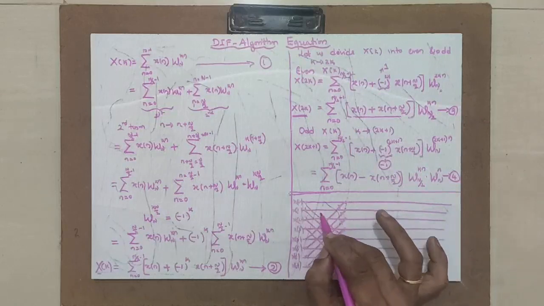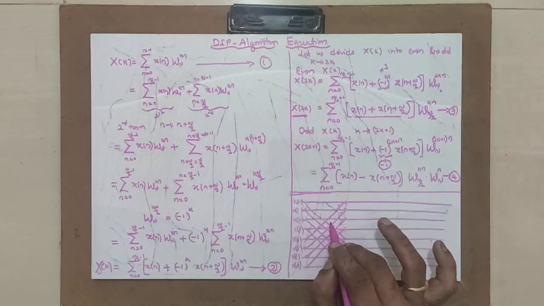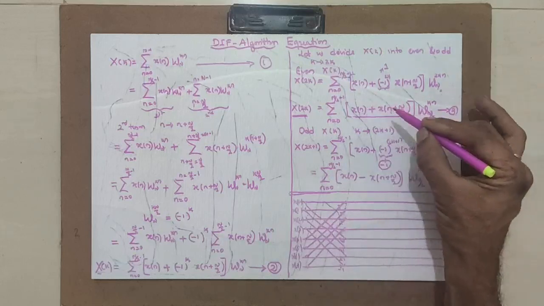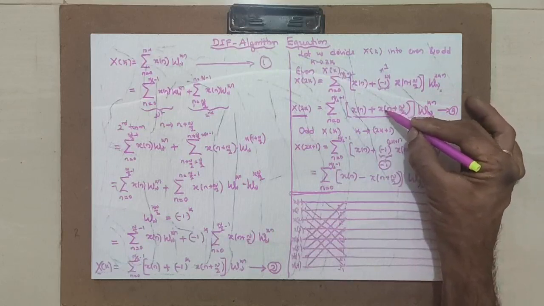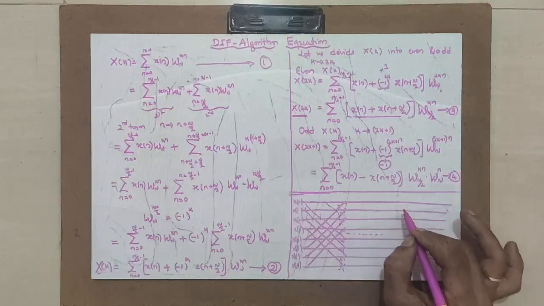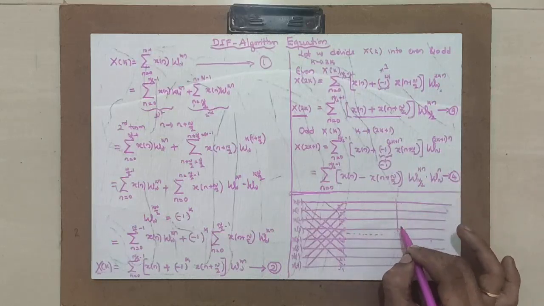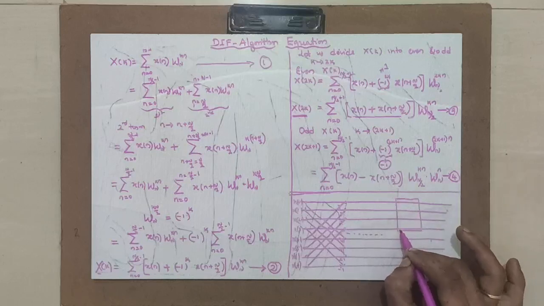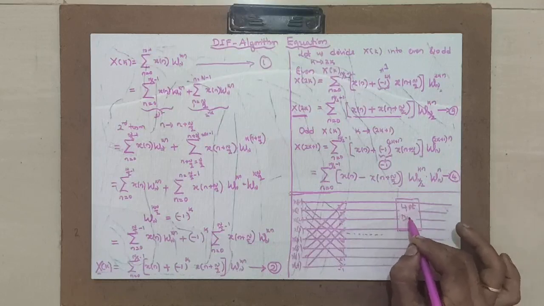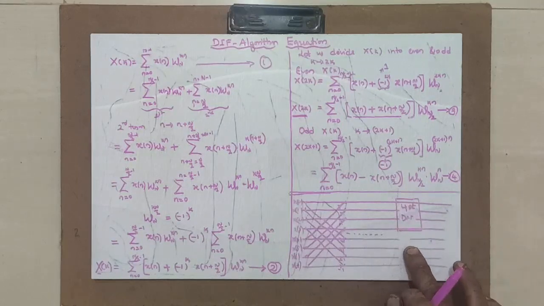Then x1 plus x5. That means if you put n is equal to 1 here, and n by 2 is 4, hence next is x1 plus x5. That's what is happening here. The first half leads you towards the 4-point DFT. Next, whatever you are doing here, I will just show you what is happening.